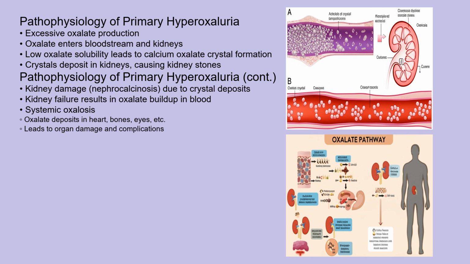More critically, if the kidneys fail due to this ongoing damage, oxalate continues to build up in the blood, circulating to other organs and causing systemic oxalosis. This systemic oxalosis can affect the heart, bones, eyes, and other tissues, leading to significant complications.